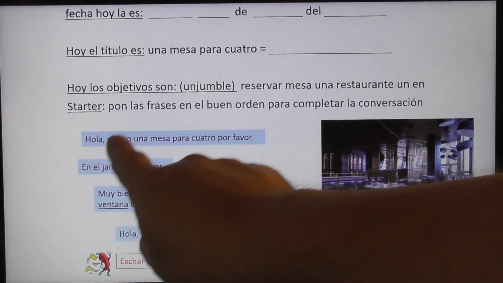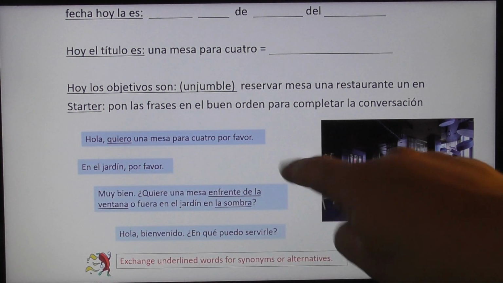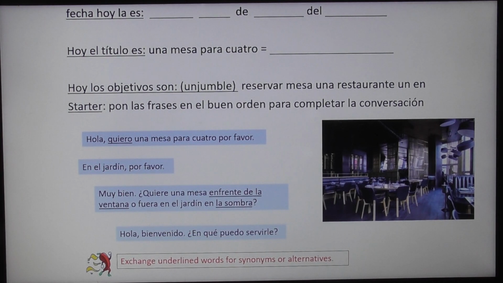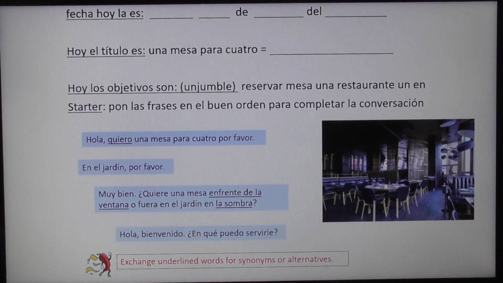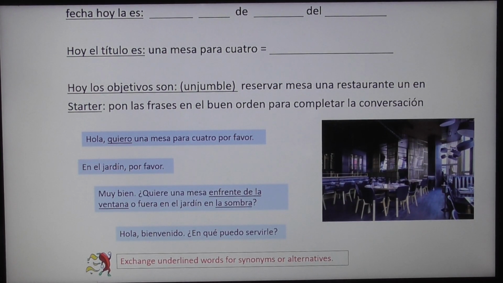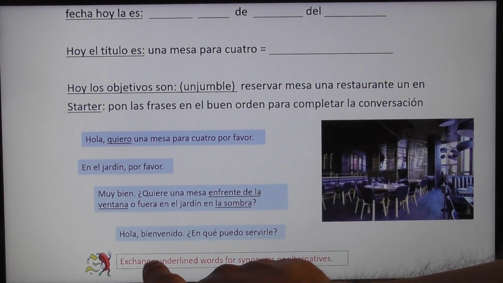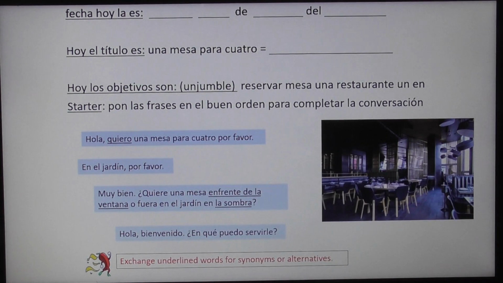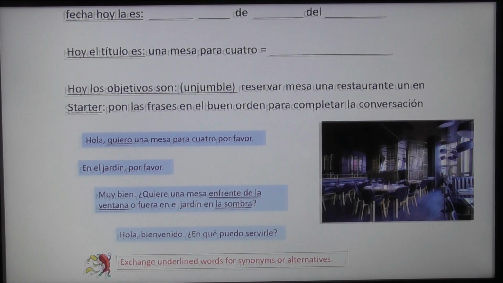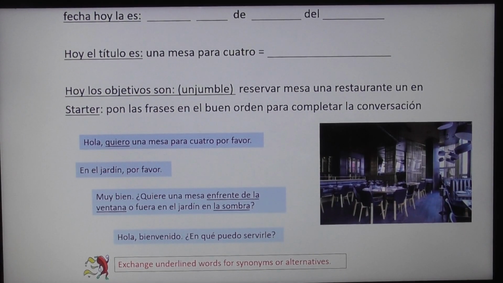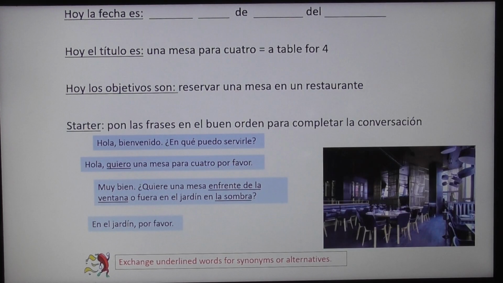Then for your starter activity, you have a conversation here between a waiter and somebody reserving a table. So what I need you to do is to put those sentences in the correct order to form a very short dialogue. And then, if you want an extra challenge, how about trying to exchange the underlined words for synonyms or alternatives? Okay, come back to you shortly. Y listos en A, B, C.